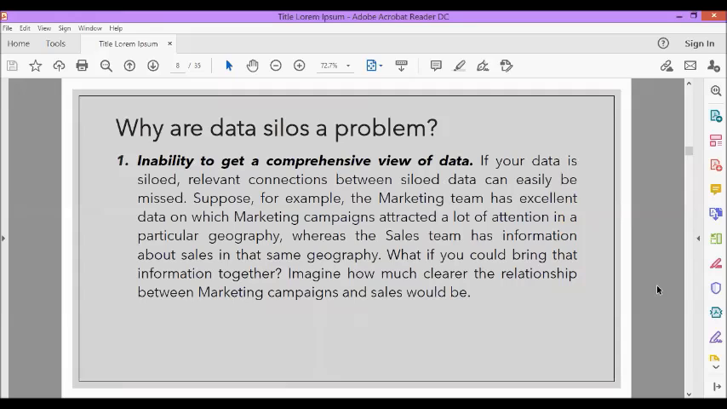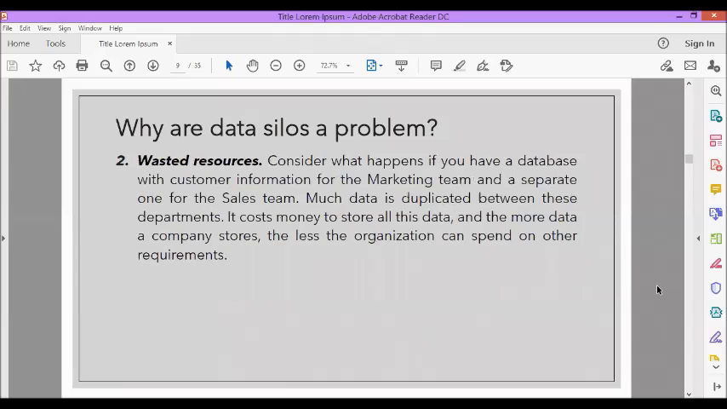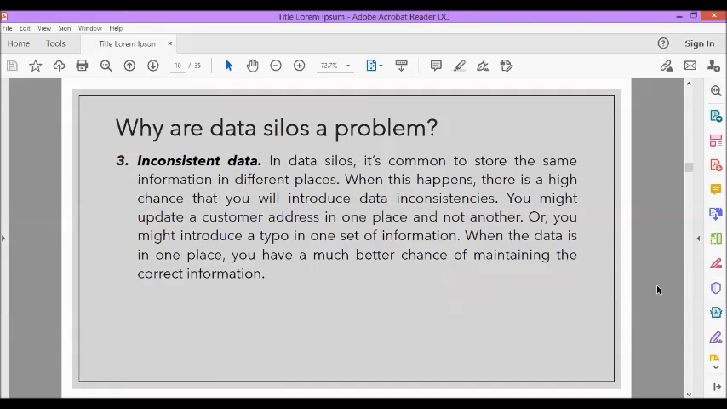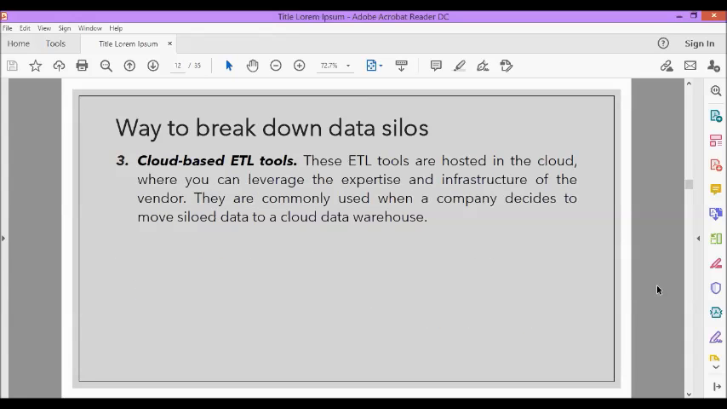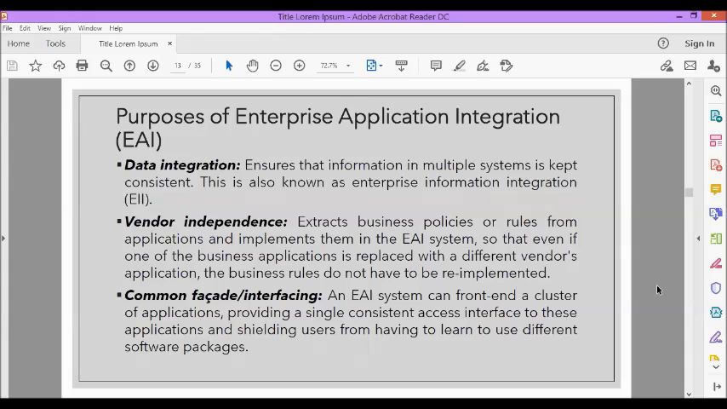We also tackled why data silos are a problem. Inability to get a comprehensive view of data, that's one. Number two is wasted resources. Number three is inconsistent data. And then we also have some ways to break down data silos. We have scripting, on-premise ETL tools or extract, transform, load tools, cloud-based ETL tools.